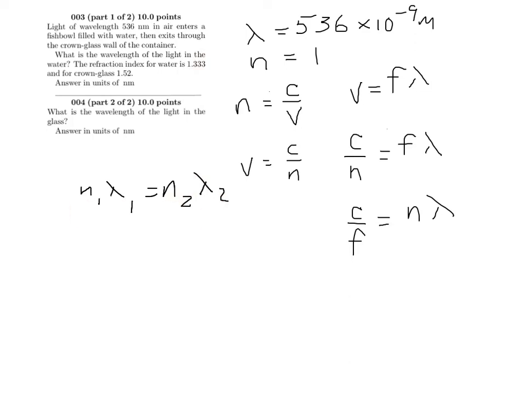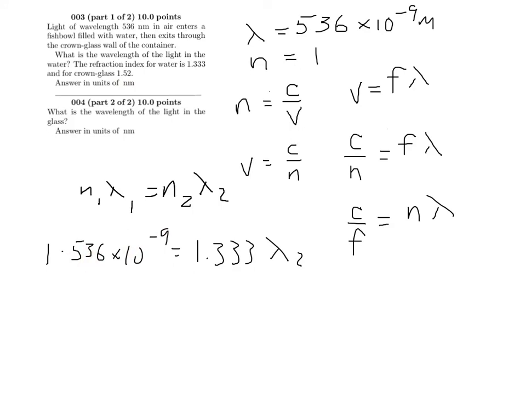So if I wanted to do it in this case, I would say 1 times 536 times 10 to the minus 9 equals n2, for me, that'll be 1.333 times lambda 2. And now I can solve for lambda 2. It does say answer in units of nanometers, so if I was smart, I would not even include the times 10 to the minus 9.